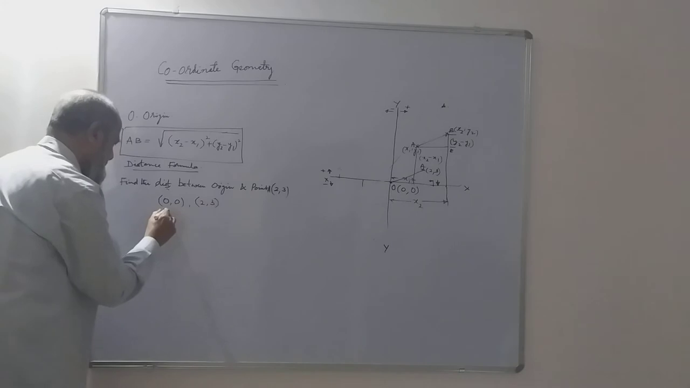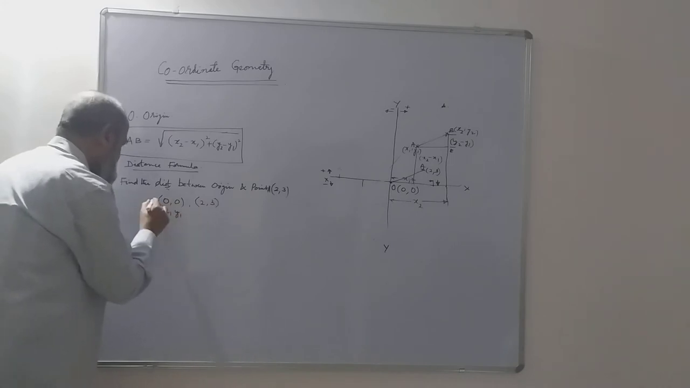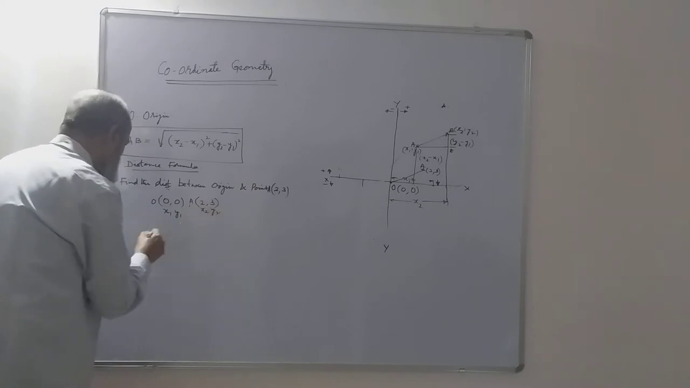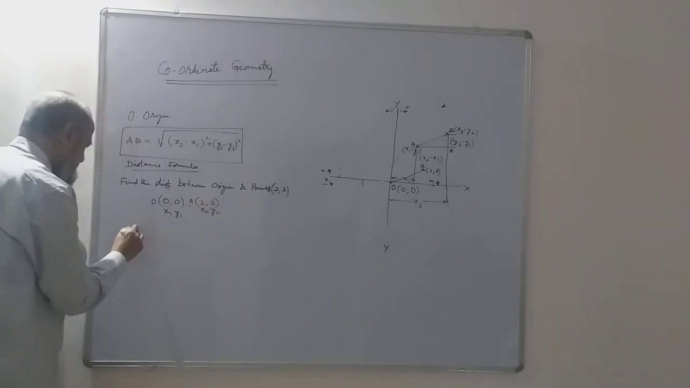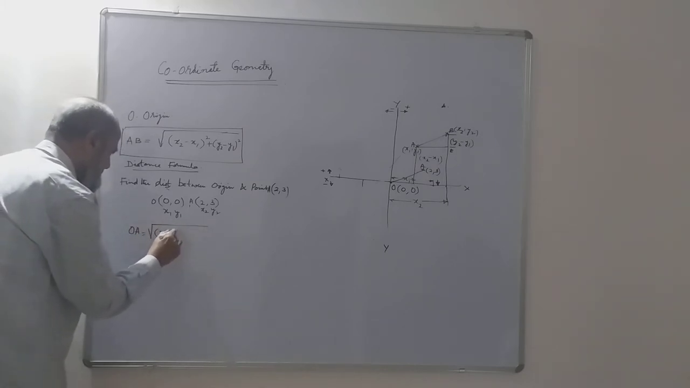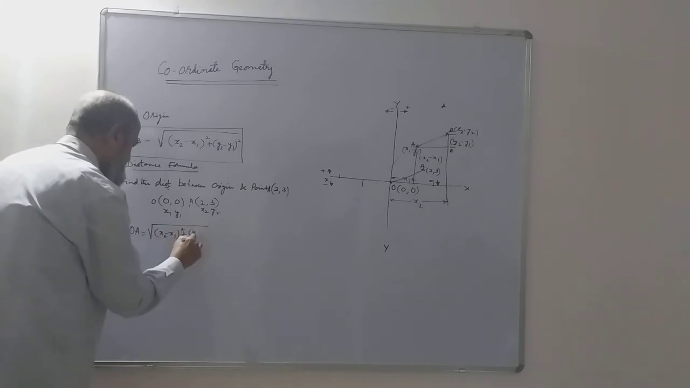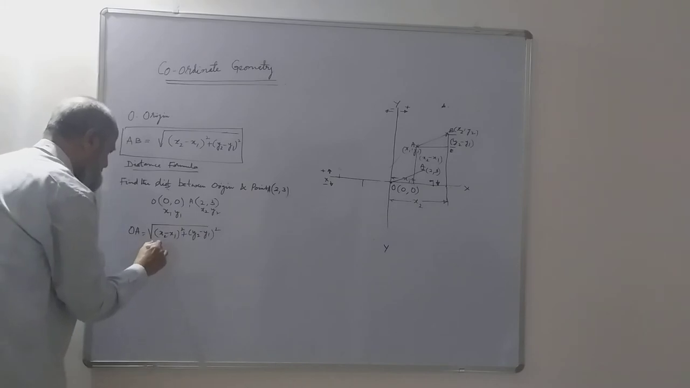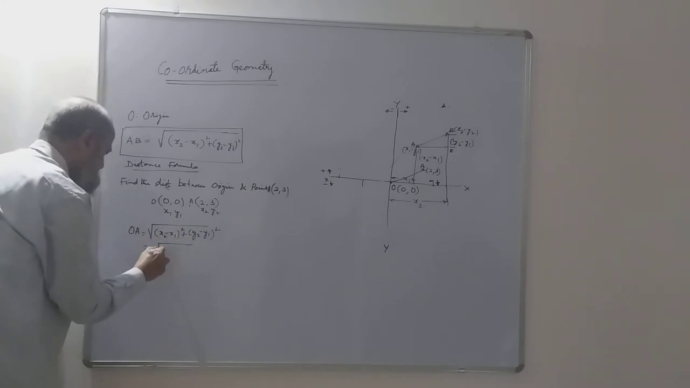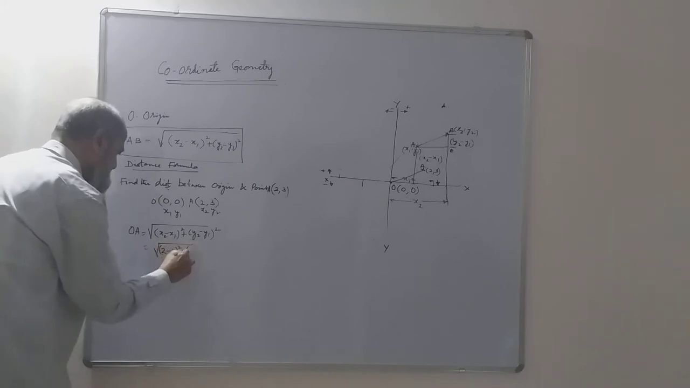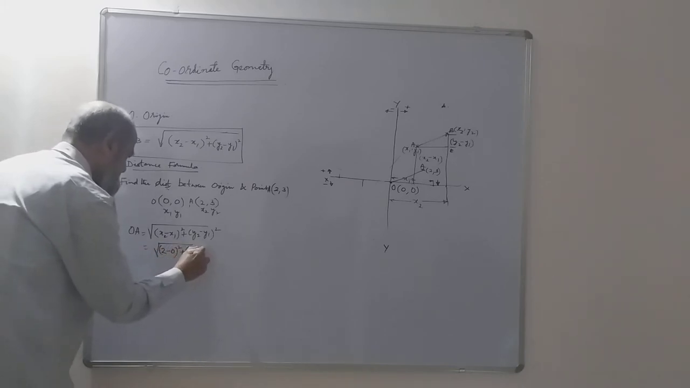So you take one of them as x1, y1. This is 0, this is A. The other one will be x2, y2. Now OA is the distance we want. That will be the square root of (x2 minus x1) the whole square plus (y2 minus y1) the whole square. Make a substitution here. X2 is 2, so 2 minus 0 the whole square, plus y2 is 3, 3 minus 0 the whole square.